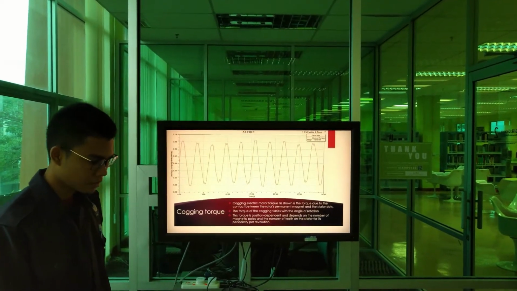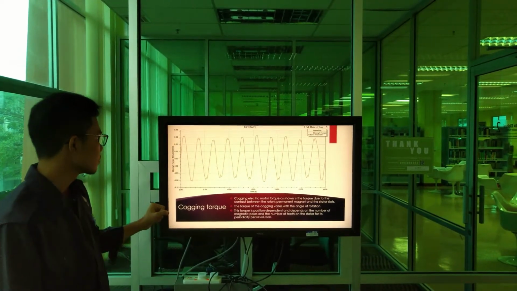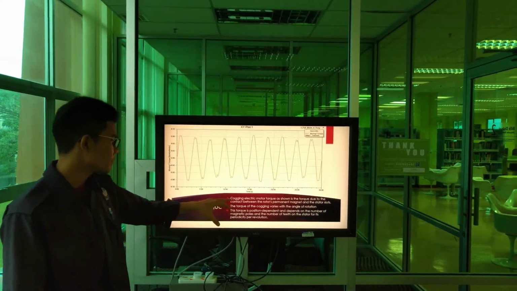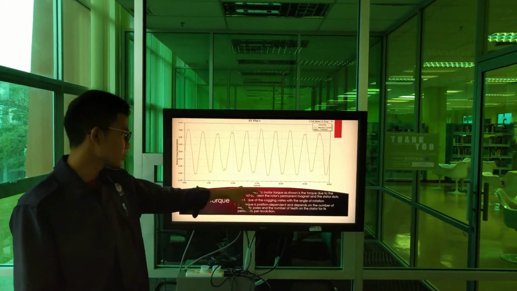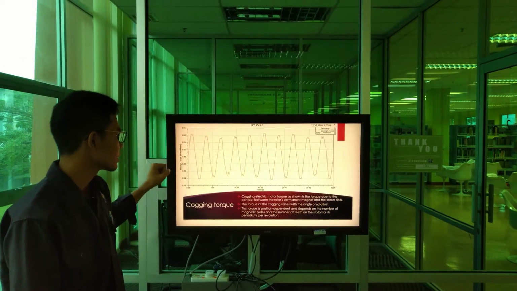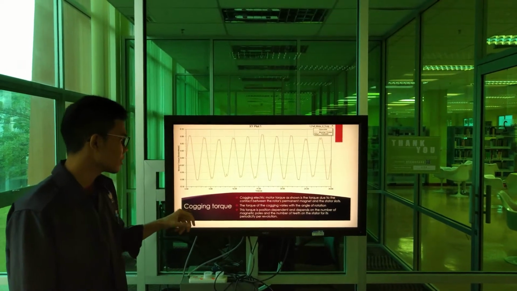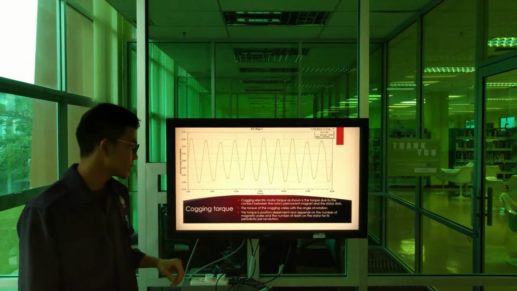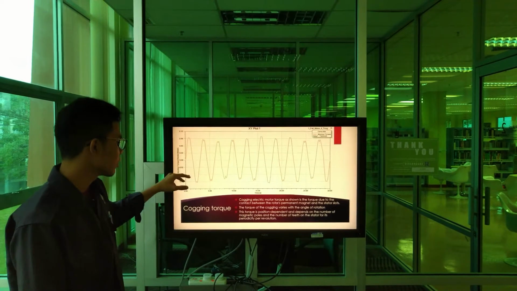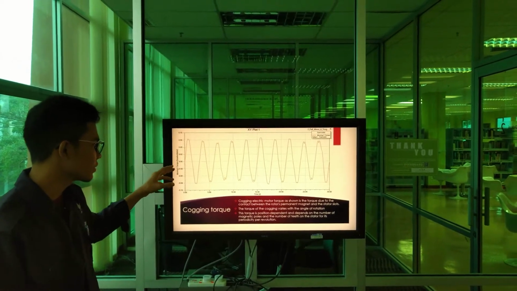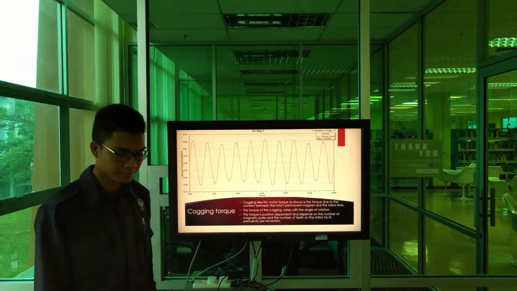Next is the cogging torque. For the cogging torque, first is the cogging electric motor torque. As shown, it is the torque due to the contact between the rotor's permanent magnet and the stator slot. The cogging torque varies with the angle of rotation. This torque position depends on the number of magnetic poles and the number of teeth on the stator for its periodicity per revolution.